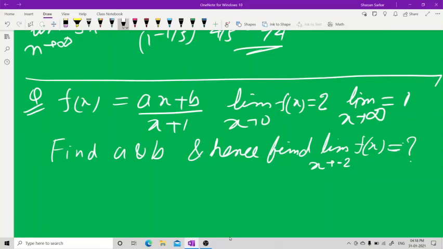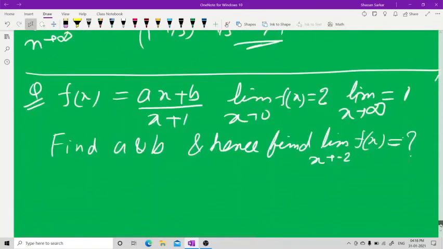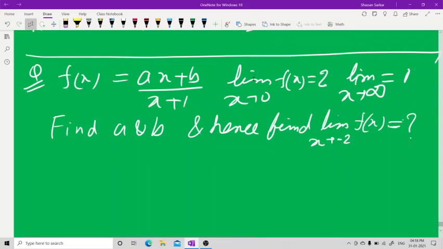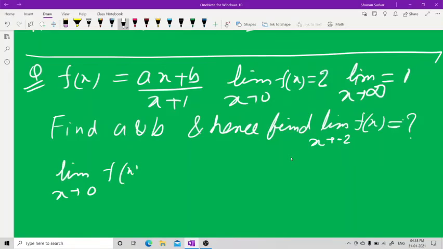Now here the problem is very simple. What you know, क्या दे रखा है देखते हैं. यहाँ पे दे रखा है एक f(x) फंक्शन दे रखा है, लिमिट एक्स टेंडिंग टू 0 पे 2 है, इन्फिनिटी पे 1 है. a b ढूंढ के निकालना है, a की वैल्यू क्या है, b की वैल्यू क्या है, और लिमिट एक्स टेंडिंग टू माइनस 2 क्या है वो दिखाना है. देखो, now limit given already x tending to 0, f(x) is 2, and given limit x tending to infinity is equal to 1.